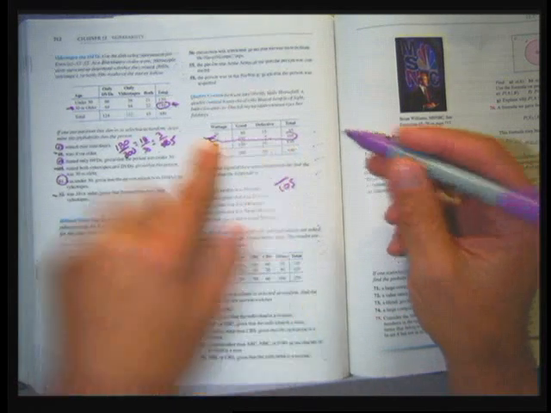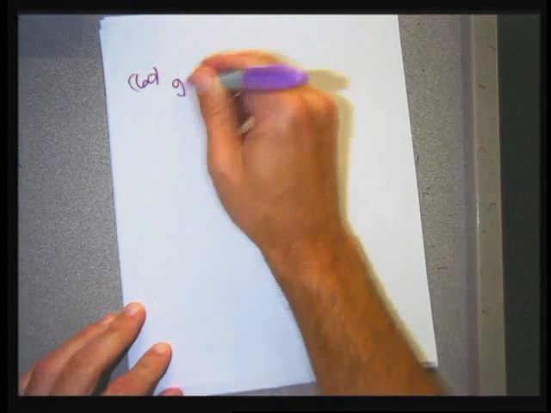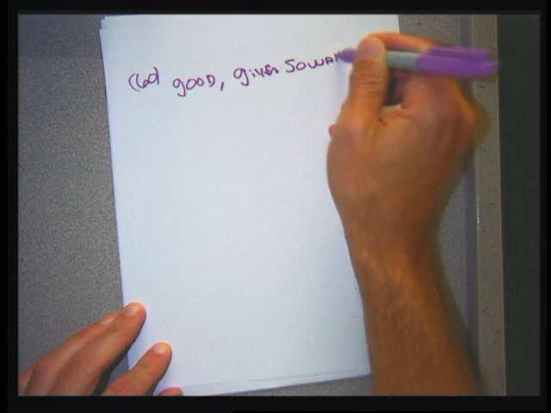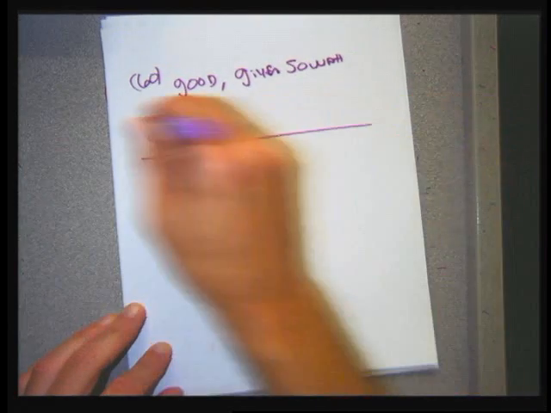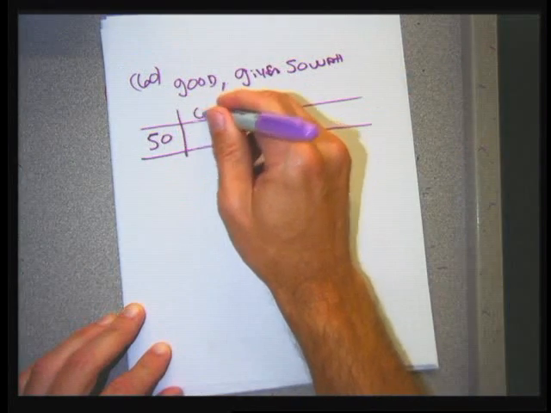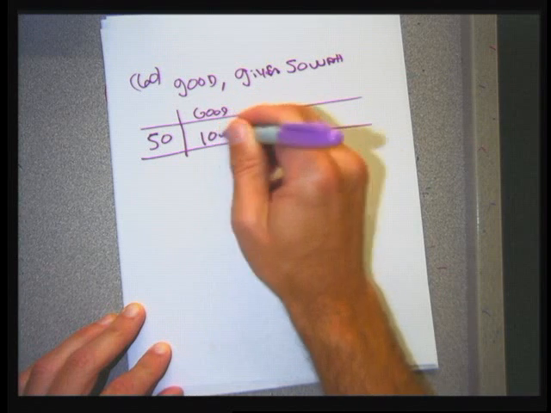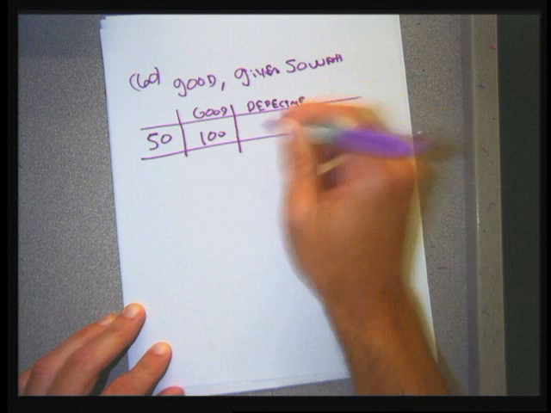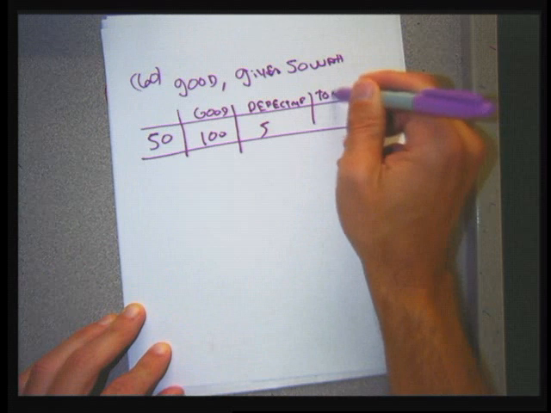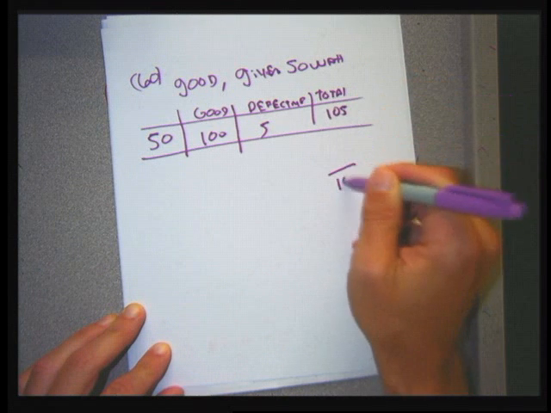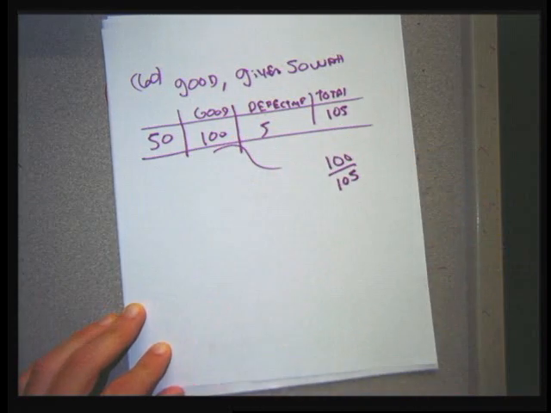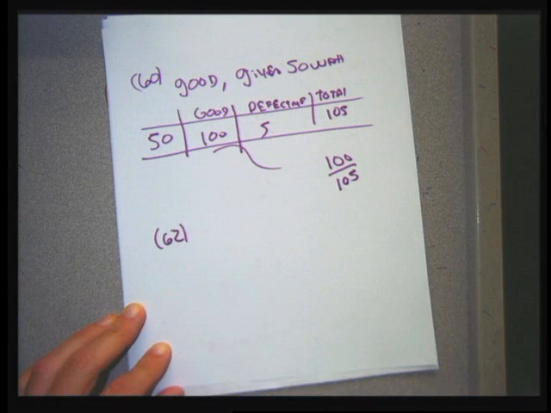The numerator, I'm only looking at this line. So for number 60, the probability that it was good given it was a 50 watt, I'm only looking at the 50 watt row of this. And of the 50 watts, there were 100 goods, 5 defective, for a total of 105. My denominator is going to be the 105 50-watt bulbs that I could have selected from, and the numerator is going to be the 100 good ones that are in that batch.